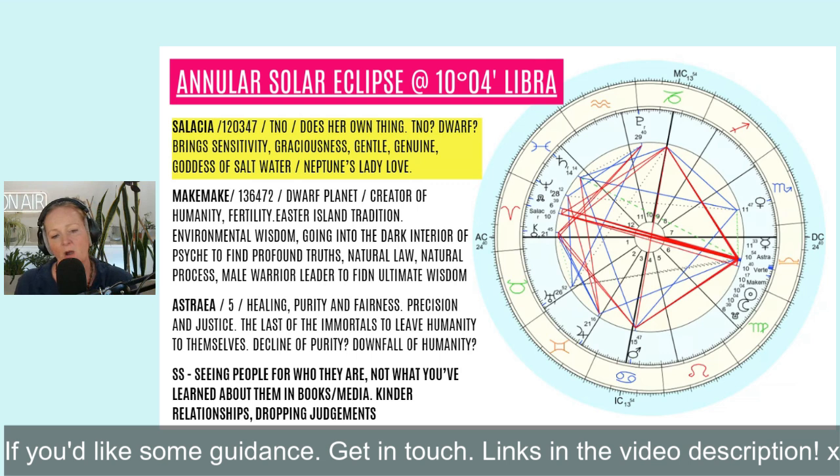And so part of this is, is she leaving humans and kind of turning her back on them? She did as much as she could to help them, and now she's like, okay, enough. They're grown up now. They have to do the rest on their own. Like, it's now in your hands, human. That's the message I'm really getting. But she's about purity and fairness, precision and justice, as opposed to the idea of the decline of purity and the downfall of humanity.